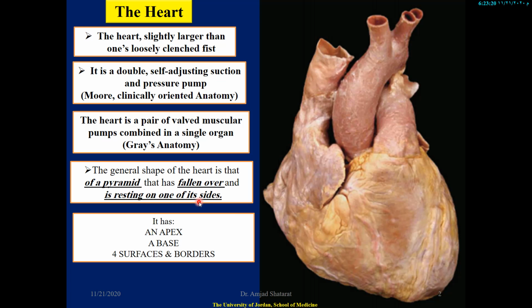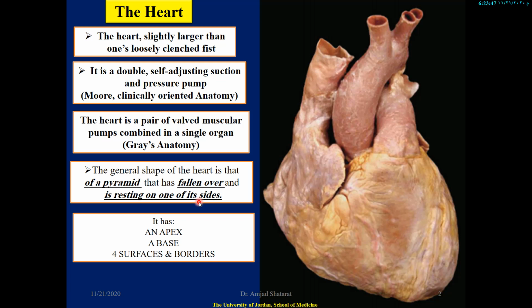We are talking about two valved muscular pumps within what we call the heart. The general shape of the heart is a pyramid. However, this pyramid has fallen on one of its sides.